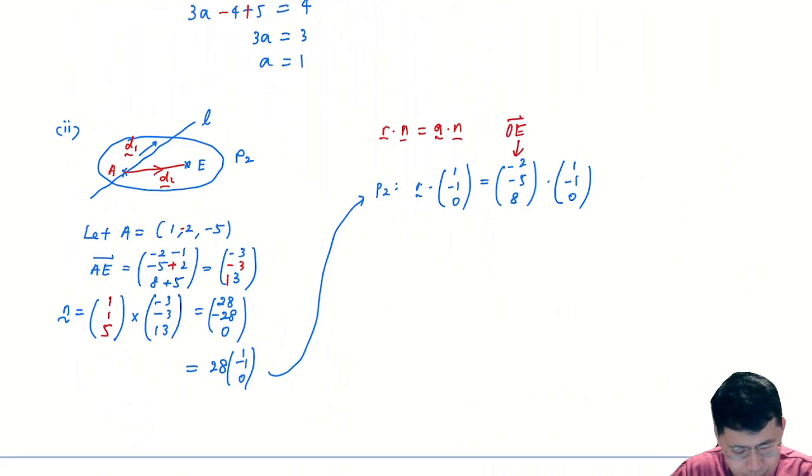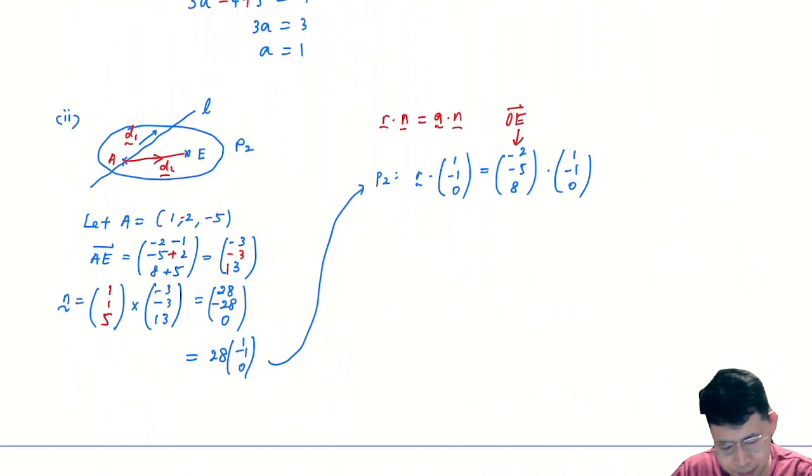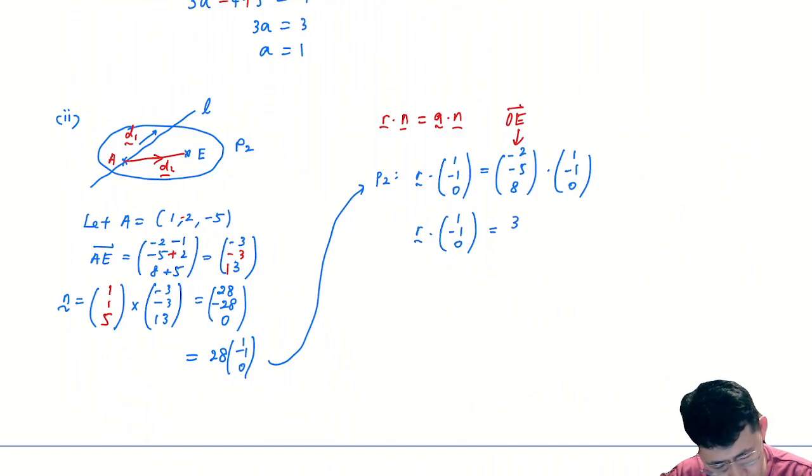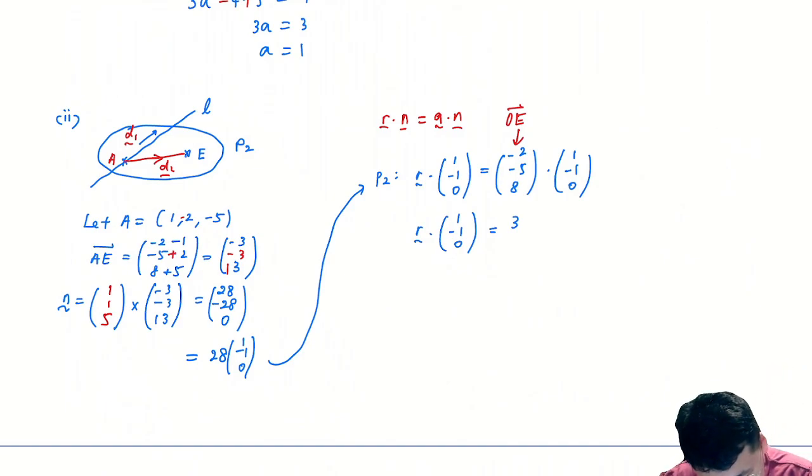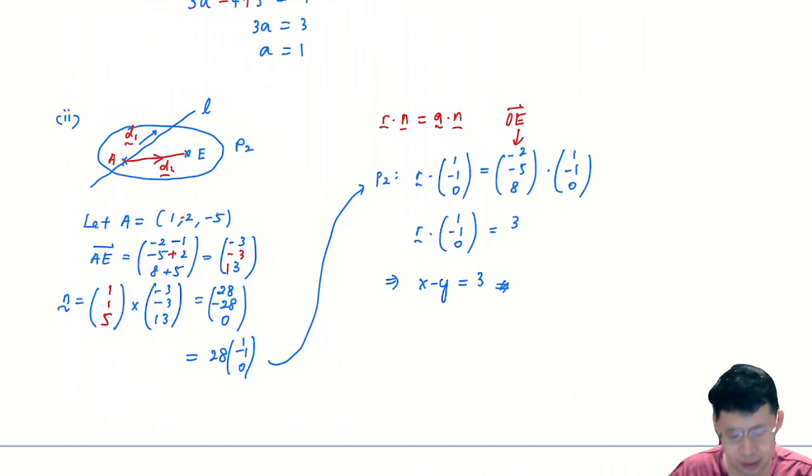Okay, so this would be vector OE. With all this, I will have r dot 1, negative 1, and 0. On the other side, this would be equal to 3. Okay, so negative 2 plus 5 plus 8 times 0, so it's just 3. Because of this, the Cartesian equation would be 1x minus 1y plus 0z equals 3. Okay, so this would be for part 2.